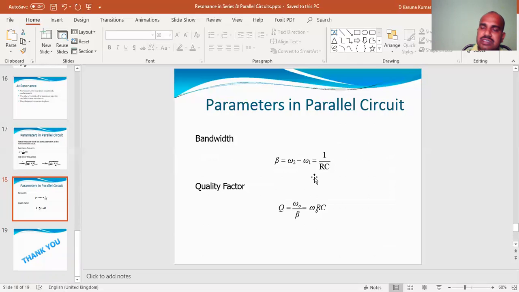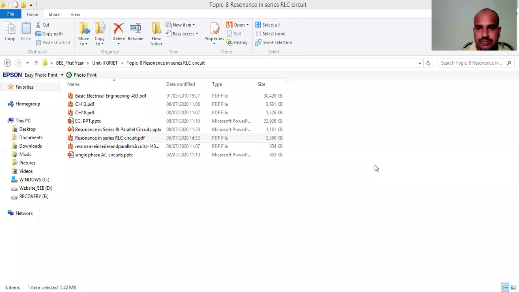Here the quality factor. In any circuit, quality factor means the resonant frequency divided by bandwidth. Okay, bandwidth means the difference between the two frequencies. In series circuits, it is R by L. In parallel circuits, it is 1 by RC. So now in series resonance and RLC circuits, the current lags behind or leads the applied voltage depending on the value of XL and XC.